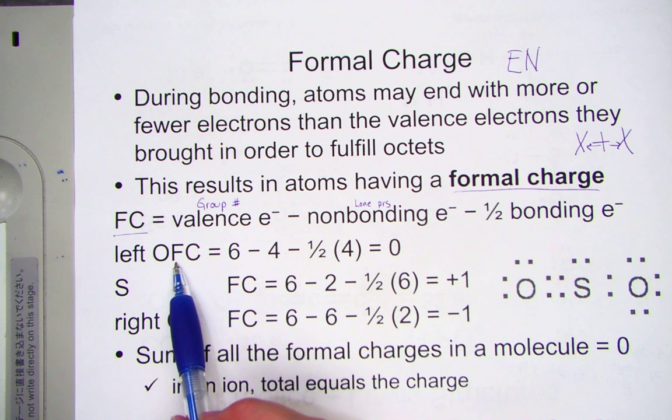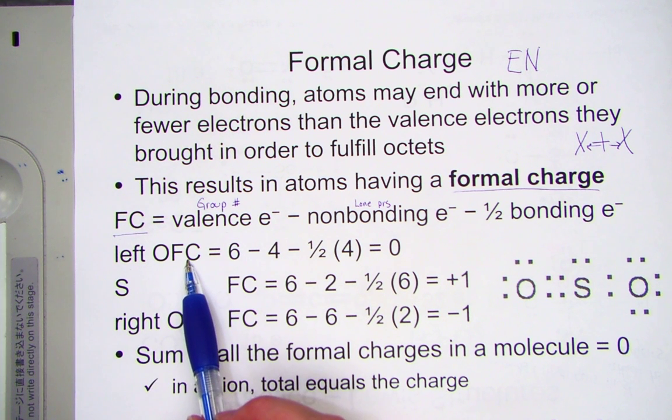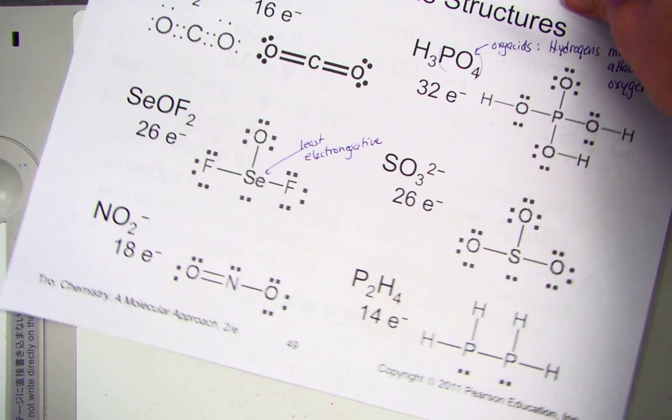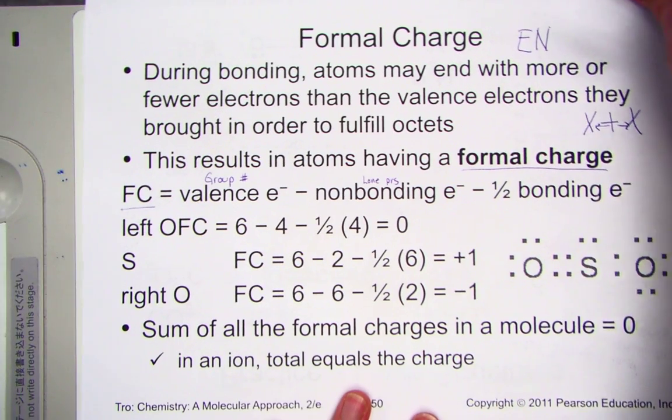So let's take a peek at what this is saying. The left side of oxygen's formal charge. Alrighty. So for instance, let me find what slide, back up to 49. We were looking at formal charges in this example.